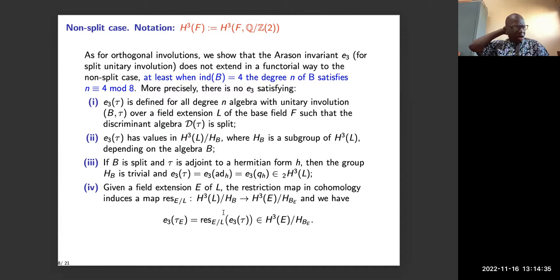The philosophy of the proof is similar for the orthogonal case. We just need to check that some formal properties are satisfied. In this case, the difficulty is to adapt arguments on F, because for orthogonal involutions we have arguments on the center of the algebra, which is F. And here, the center of the algebra is K. We just need to adapt some arguments from F to K. It is not very easy, but the philosophy is exactly the same, I think.